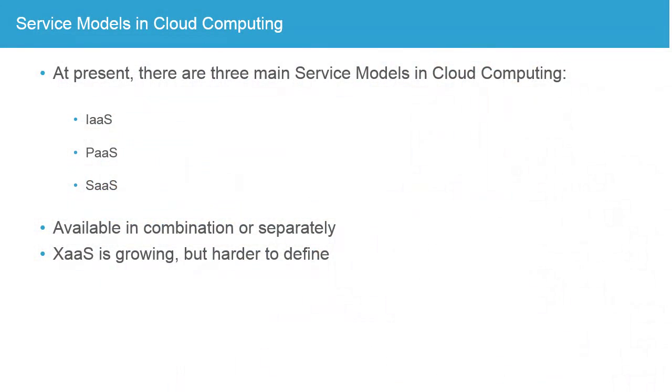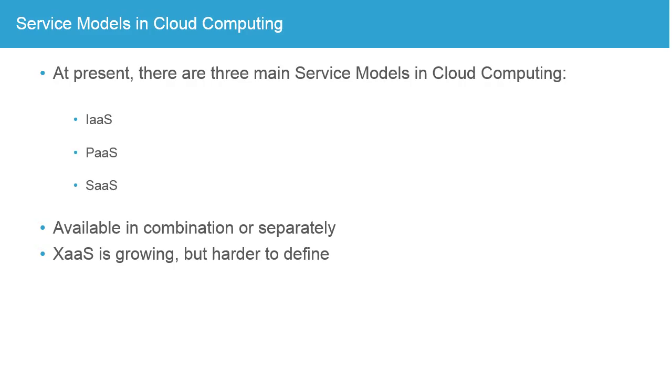Right now, there are three main service models described in cloud computing. You've probably heard of them. Infrastructure as a Service, IaaS, Platform as a Service, PaaS, and Software as a Service, SaaS. These are available from providers in various combinations or separately.